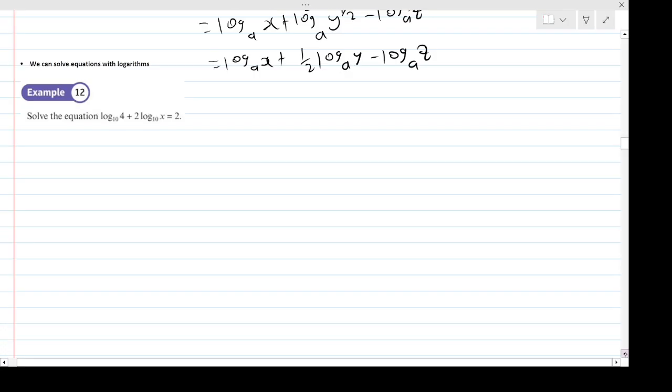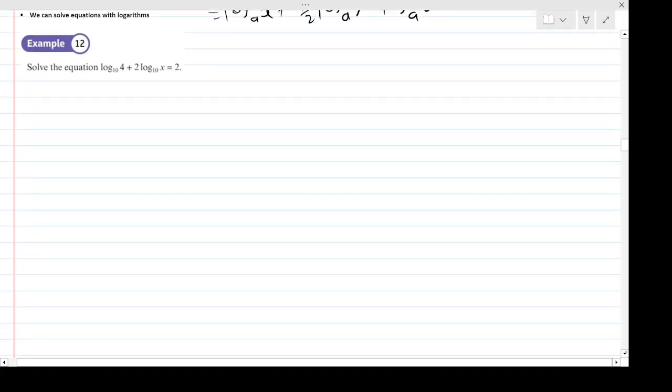Okay, so we need to solve this equation. Log 10 of 4 add 2 log 10 of x. So we need to solve for x, right? And this is all equal to 2. Solve for x.